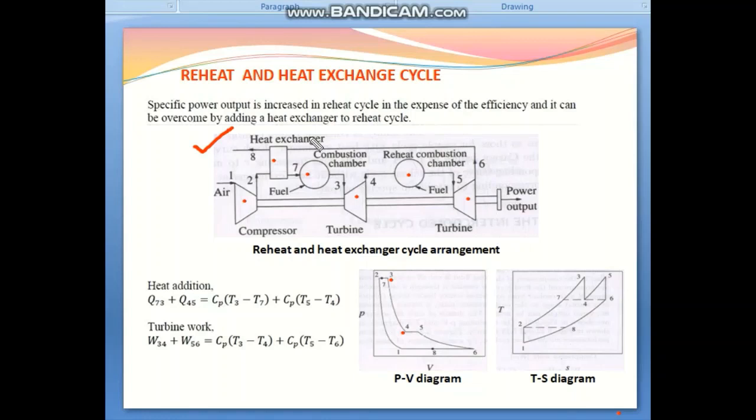Okay. And 6 to 8. Then after leaving the turbine, it gives its heat to the compressed air in the heat exchanger. It exchanges heat with the compressed air, and it loses some heat, and the compressed air gains heat. Okay, so 6 to 8 is the heat exchanger process, and 8 to 1 is the exhaust. Okay.